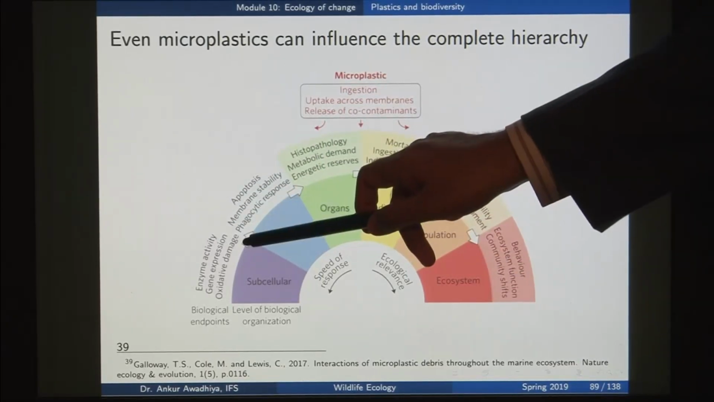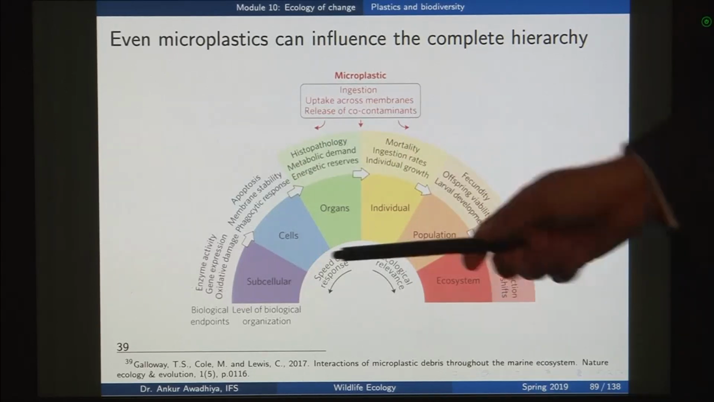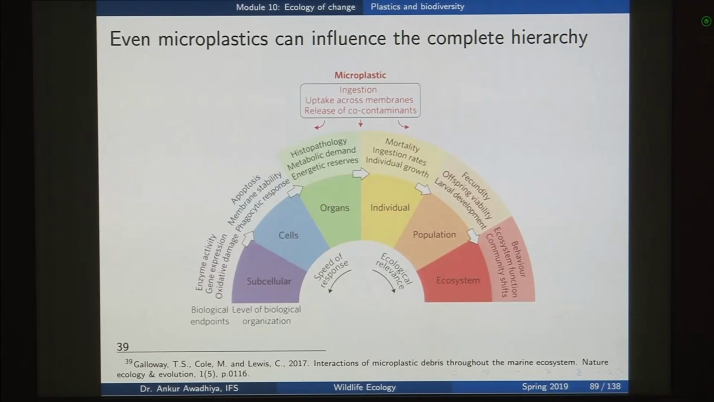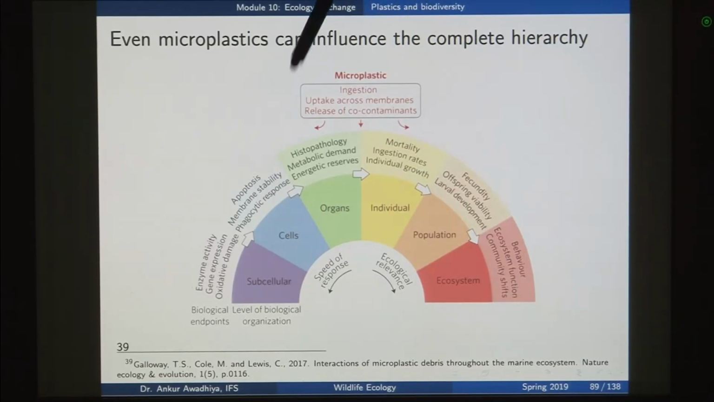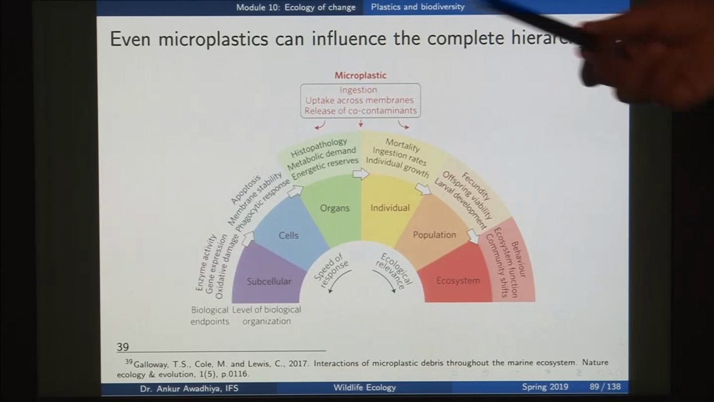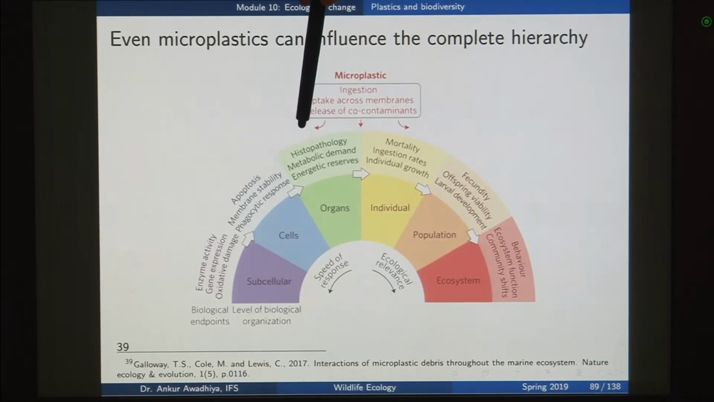Or you can see a change in the membrane stability of the cell, or changes in the phagocytic responses of the cell. Now, phagocytic means that the cell is eating up some other organism for food, and in this case a change in the phagocytic response would mean that by eating up this plastic, this cell is no more able to eat or to show its phagocytic response. At the level of organs, we can observe histopathology. Histo is tissue and pathology is a disease state. So, here we are observing histopathology, or a change in the metabolic demand of the organs, or a change in the energetic reserves of the organism.